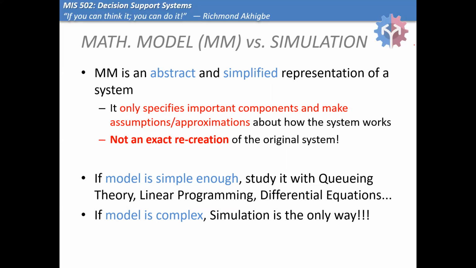Because of those simplifications, you may run into the problem of making assumptions and approximations, which again is taking you away from the ideal, the optimal solution and so on. And of course, because of those assumptions, you may not be exactly duplicating the real system.